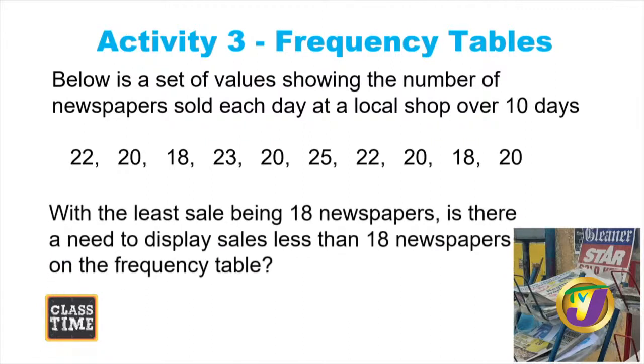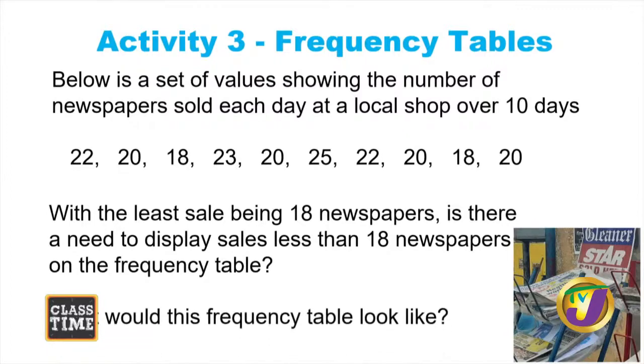But I'm wondering, with the least sale being 18, is there a need to represent on my frequency table sales that are less than 18? Well, seeing that we didn't sell 17, 16, 15, all from 1 to 17 being sold would be 0. I don't think so. We already know that either. We could just start at 18.